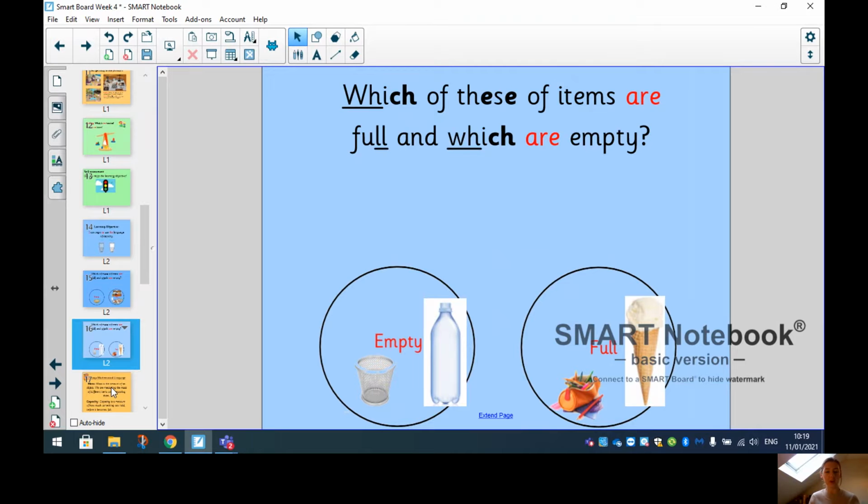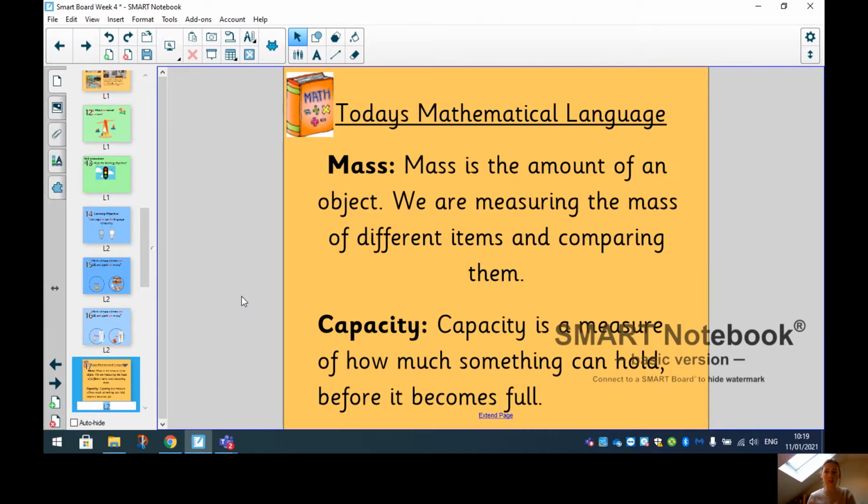Fantastic sorting, well done. So this is our language that we are going to look at today. The first word that we are going to look at is the word mass. Mass is the amount of an object. We are measuring the mass of different items and comparing them. So the word mass might mean shortest and longest, heaviest and lightest, or tall and short. There's lots of different words that we could use to describe mass.